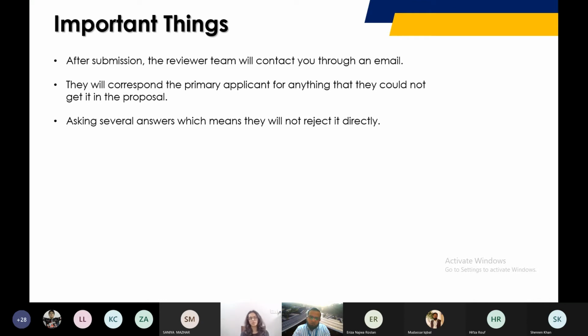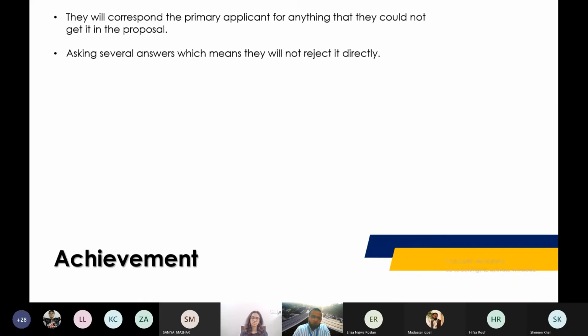So they will surely ask you in several emails about their queries. So it's better to provide the email address of the person who is very active via email and can address the queries in a better way. So this is the thing. Last but not least, being asked several questions means they will not reject it directly.